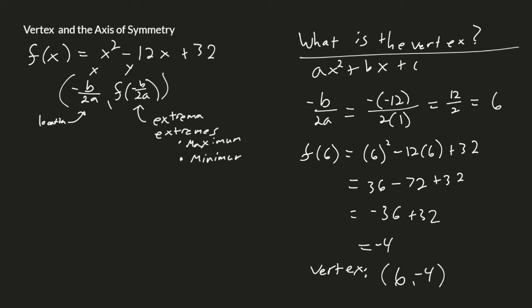One other idea to add to this conversation is the axis of symmetry. The axis of symmetry is considered to be the dividing line, right, where this symmetry occurs. And we represent vertical lines as x equals equations. In this case, we just take the x component of our vertex, and we say that the axis of symmetry for this quadratic occurs at x equals 6.